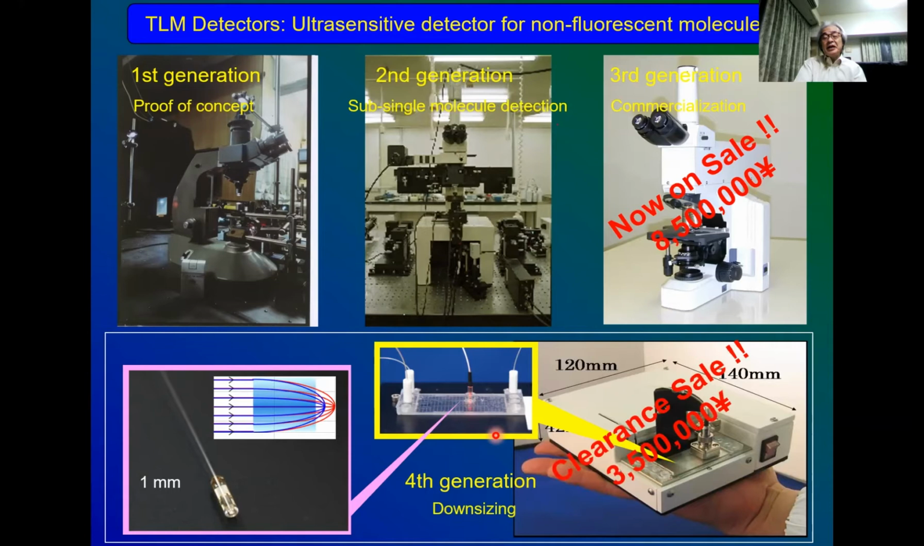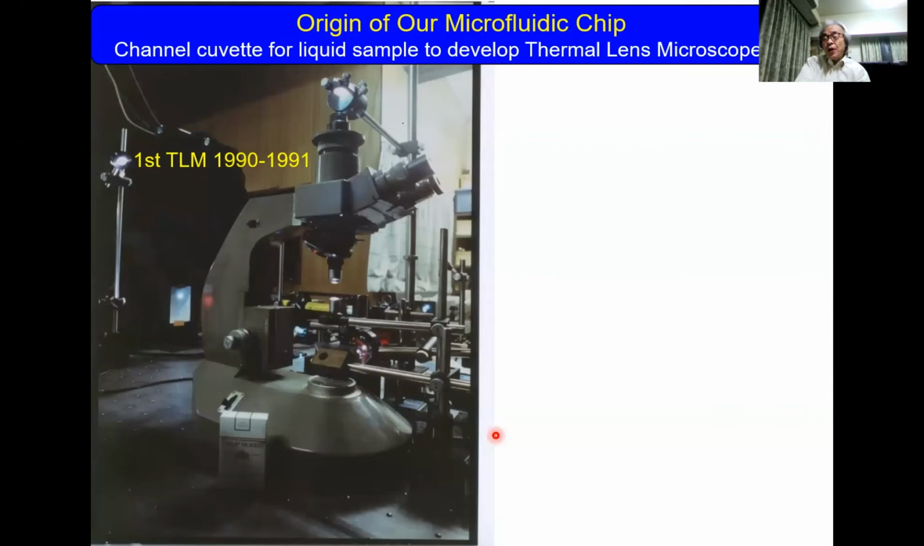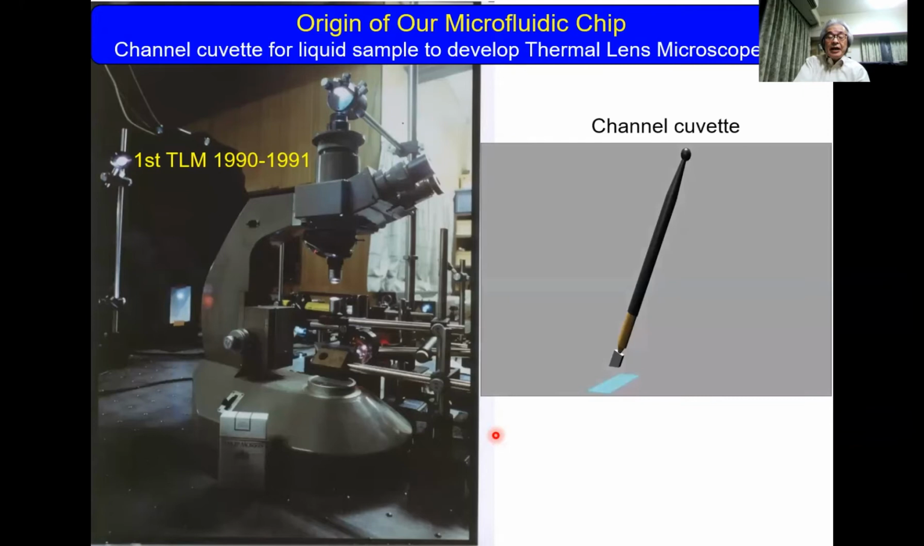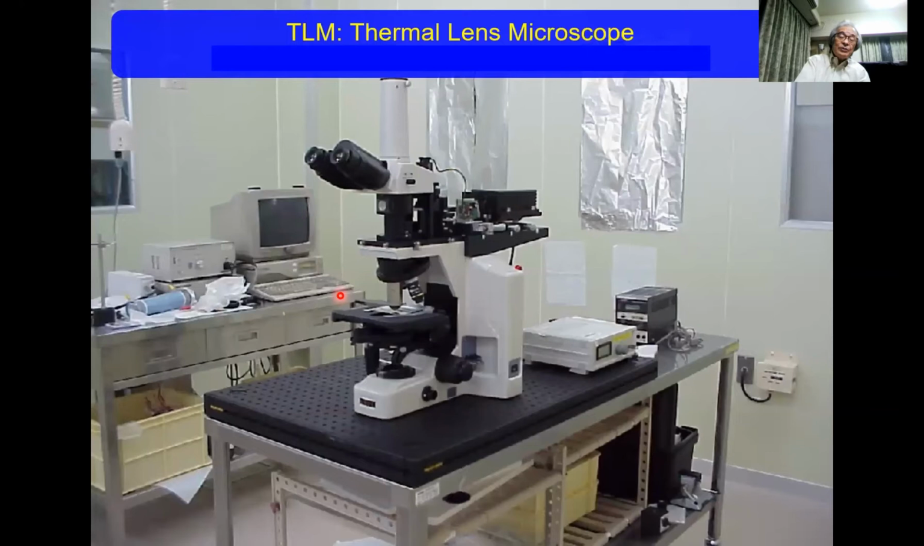Now we applied this for microfluidics, and I'd like to introduce why microfluidics was initiated by our team. For the first experiment, we fabricated an I-shaped channel by using a glass cutter like this. We dropped the liquid sample like this, and then covered it. After that, we inserted this glass substrate under the optical microscope, and we succeeded in developing the thermal lens microscope like this.